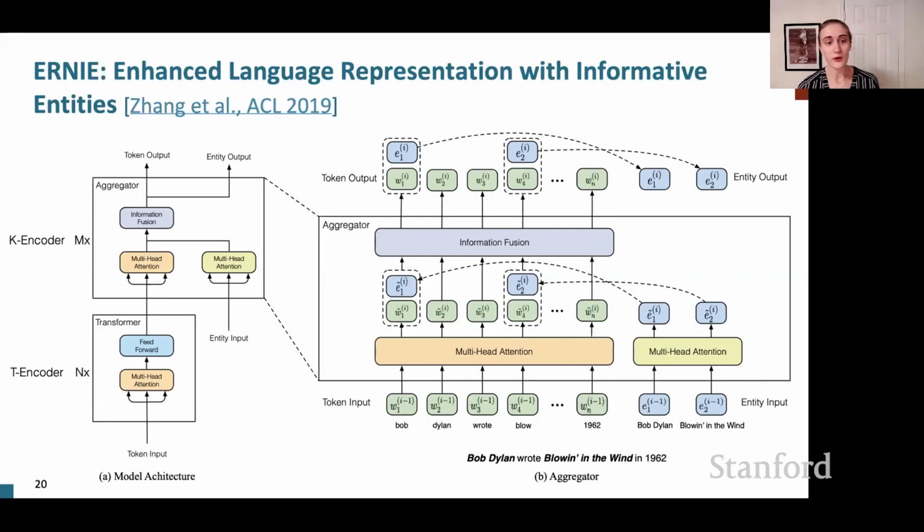So after you have your word and entity alignment, this goes through the information fusion layer in this light purple gray color. And then finally, it produces these new word and entity embeddings as output. And then remember that you have multiple blocks of these, so those will be passed into the next block of your knowledge encoder.